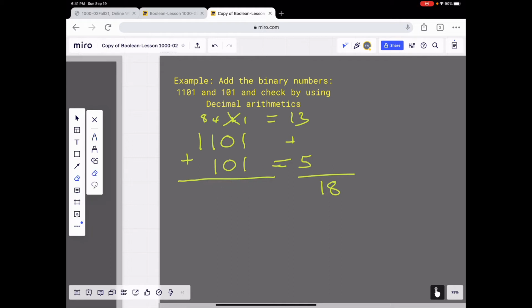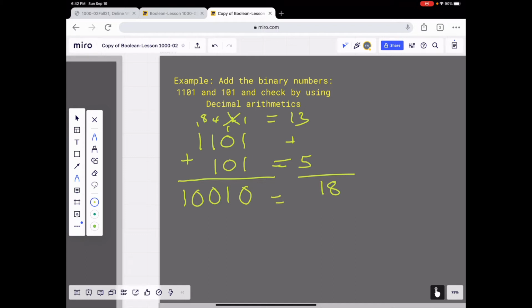So 1 plus 1 equal 10, 0, carry 1, put that 1 here. 1 and 0 plus 0 and plus 0 equal 1, and 1 and 1 equal 10, carry 1, and 1 and 1 equal 10. All right, so we're gonna verify this to make sure its number is 18.